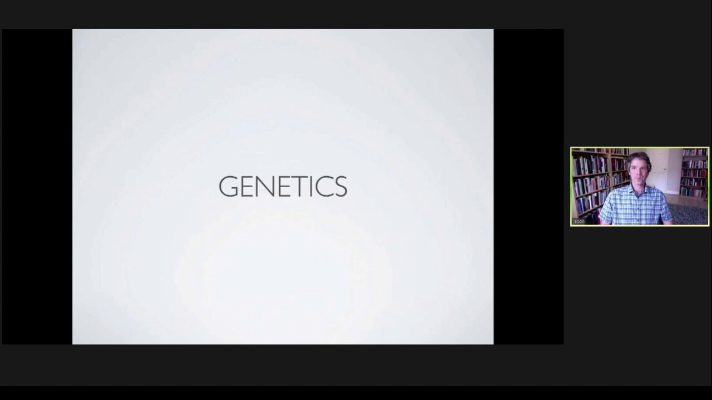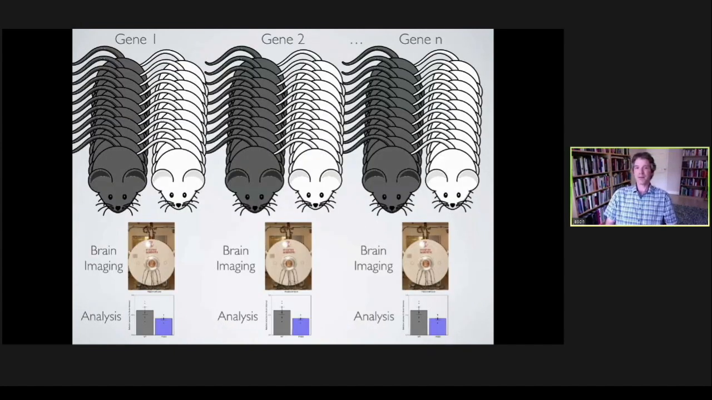So I will start with genetics. And in the mouse, the way that we would approach this is to take multiple genes, knock them out or modify them one at a time. And in almost all of these studies where I'll be describing single gene experiments, you will have a series of around 10 mutant animals, and then an equal number of littermate control wild types.